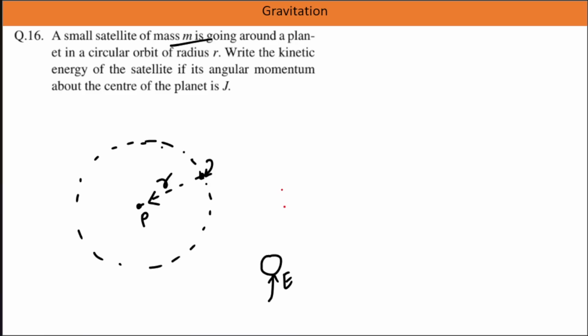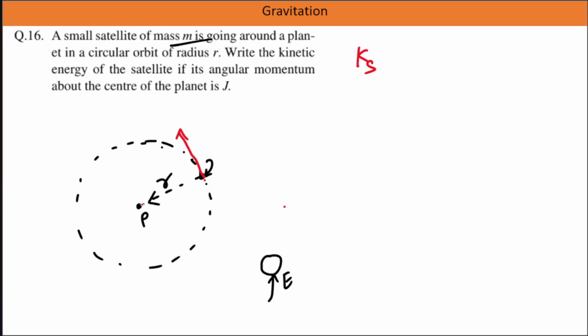But let us move ahead in this question. What is the question saying? We have to calculate the kinetic energy of this satellite if we know its angular momentum, which is given as J. Okay? So let's say the velocity here is v. So the velocity vector will be like this.